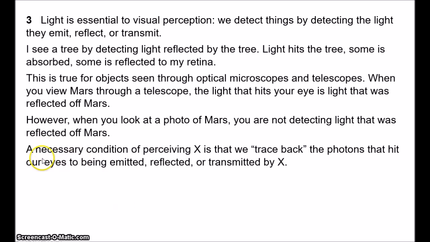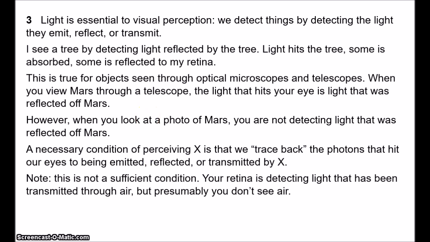Now note that this is a necessary condition, not a sufficient condition. Your retina is currently detecting photons that have been transmitted through air, but it would certainly be odd to say that you can see air.